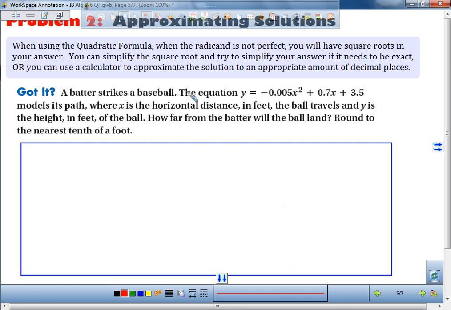So we have negative 0.005 x squared plus 0.7 x, plus 3.5. Okay? They want to know how far from the batter the ball will land, and it says here that x is the horizontal distance. So horizontal distance is how far the ball will land. So then we're going to round to the nearest tenth of a foot.